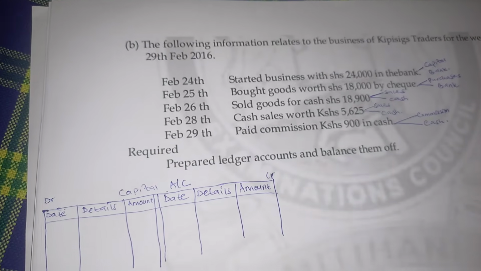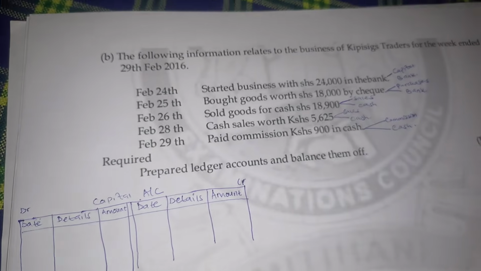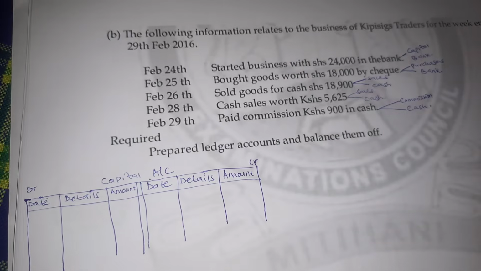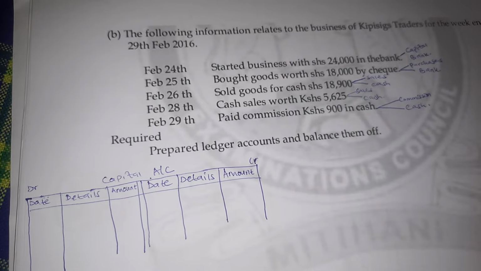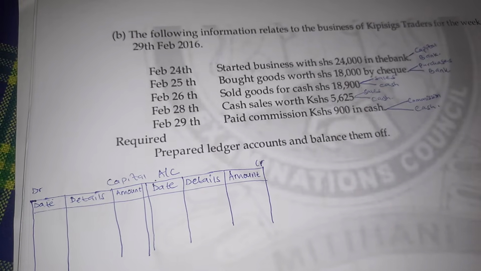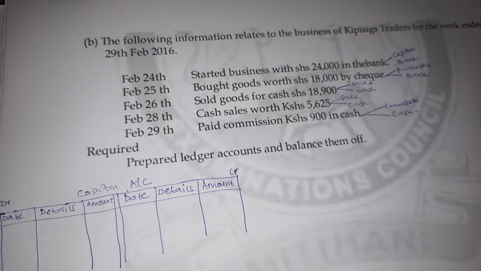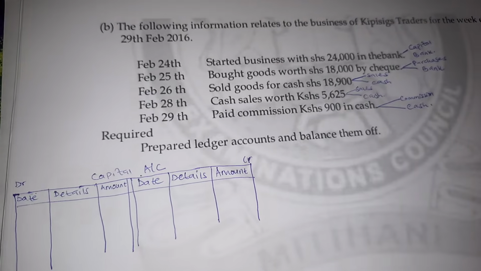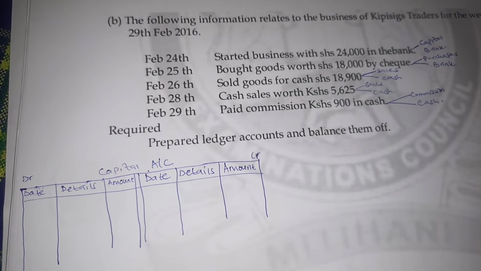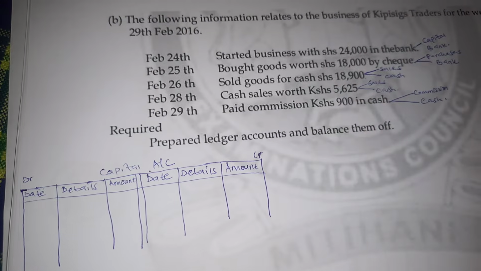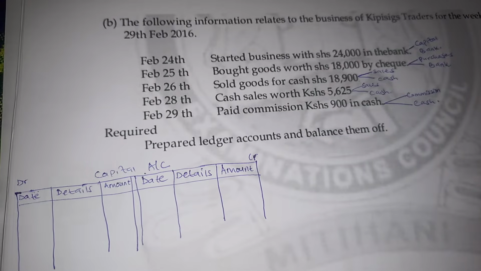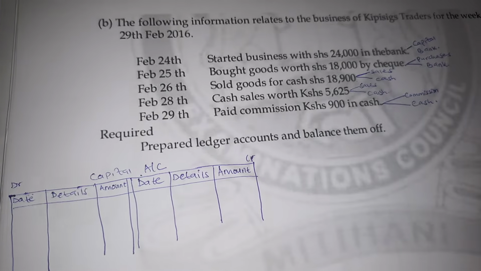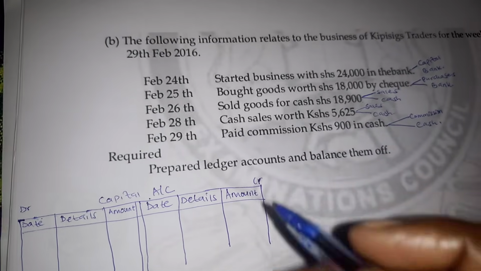Capital account, how do you record that? Started business with 24,000 in the bank. So there's an increase in capital. This business was not in existence, therefore there was no capital for that particular business. Now we've started a new business, meaning that capital goes from 0 to 24,000. An increase in capital is supposed to be credited, and therefore we record this on the credit side.